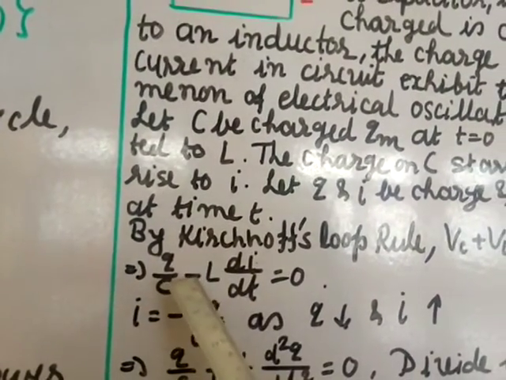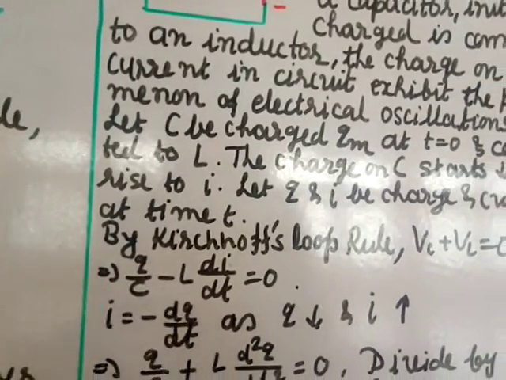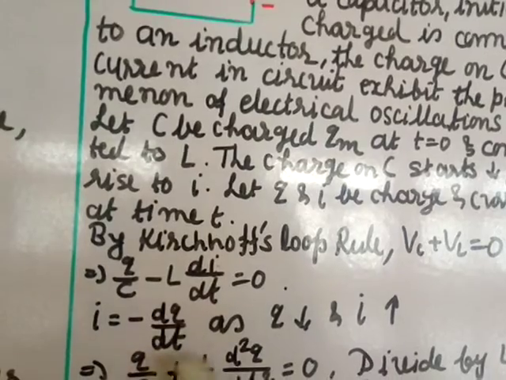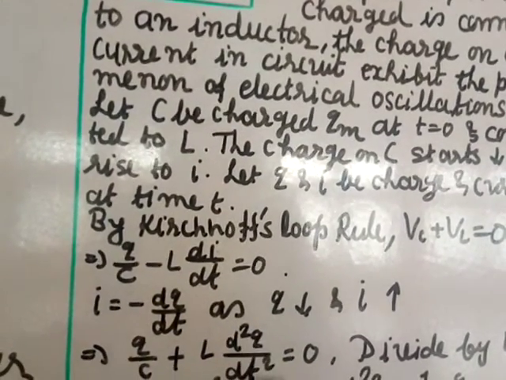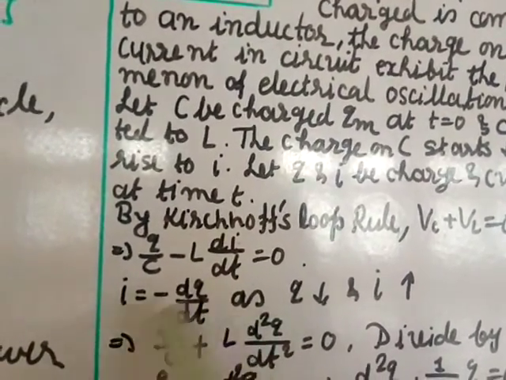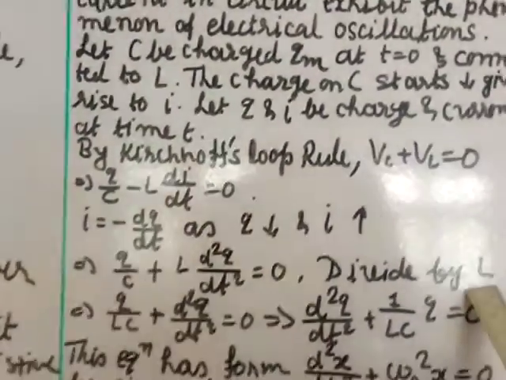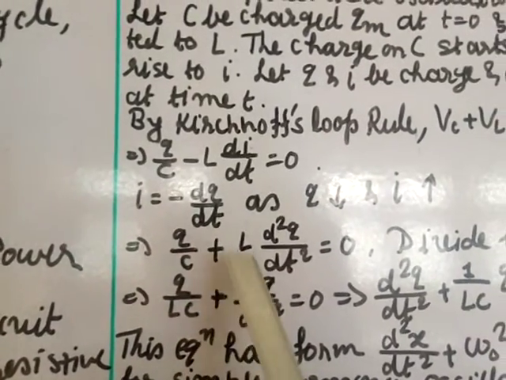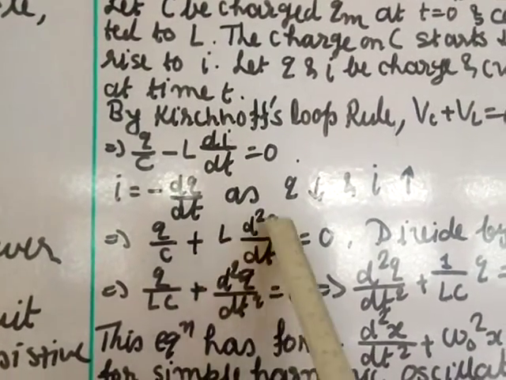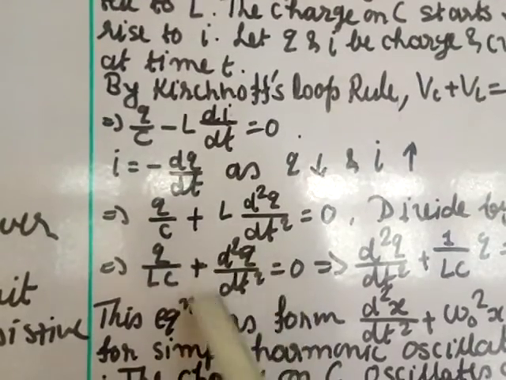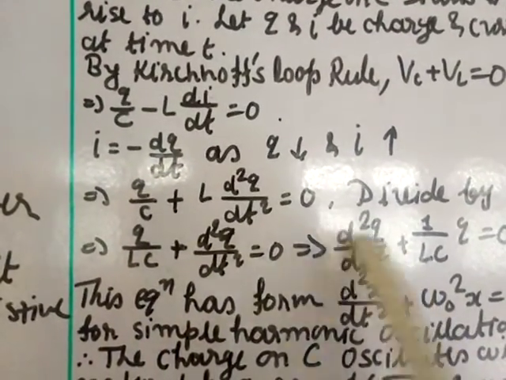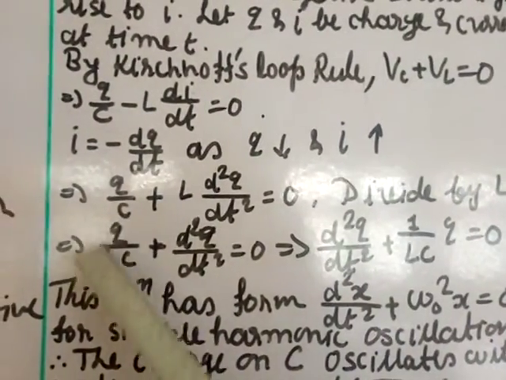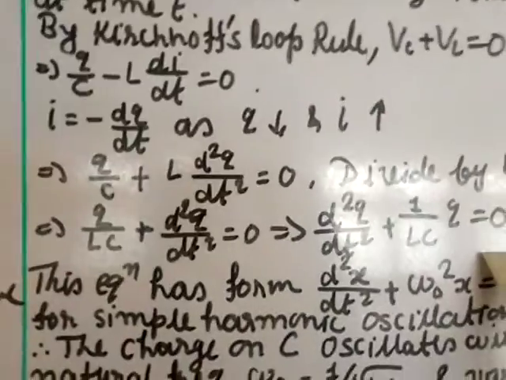So we put it here, and this minus will become plus. This Q by C stays as it is, and L d by dt of I becomes L d square Q by dt square, equal to 0. Now I'll divide both sides by L. So Q by LC plus d square Q by dt square equals 0, as L and L cancel. Let us write this first: d square Q by dt square plus 1 by LC times Q equals 0.